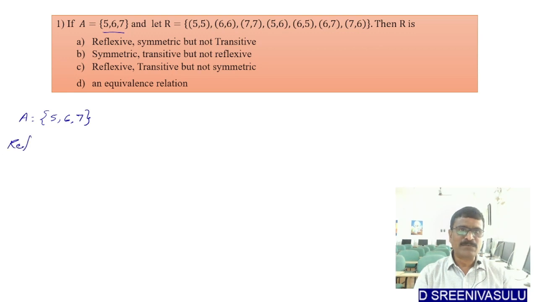Reflexive means (x, x) belongs to R for every x belongs to A. That means (5, 5) belongs to R. Next element is 6, (6, 6) also belongs to R. Next element 7, (7, 7) also belongs to R. Therefore, it is reflexive. Now, what is symmetric?